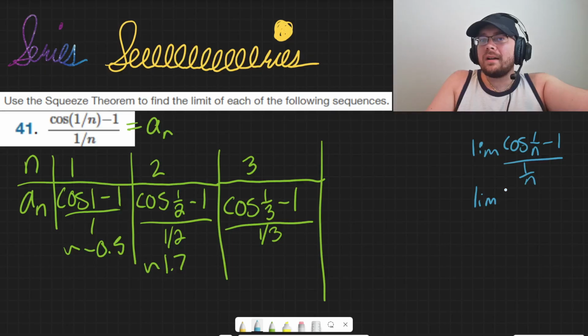So the derivative of cosine is going to be negative sine. So let's put a little parentheses here, I guess.